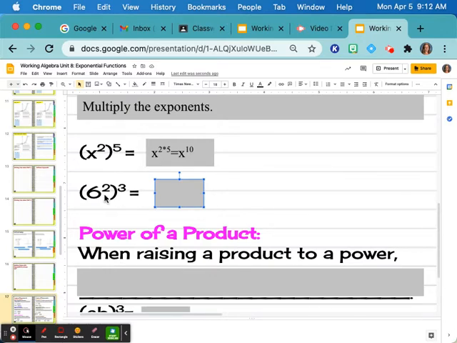Then we have 6 squared to the 3rd power. See how we only have one base and we have this parenthesis? That's how you know you're going to multiply your exponents and not add them. So this would be 6 to the 2 times 3, which equals 6 to the 6th power.